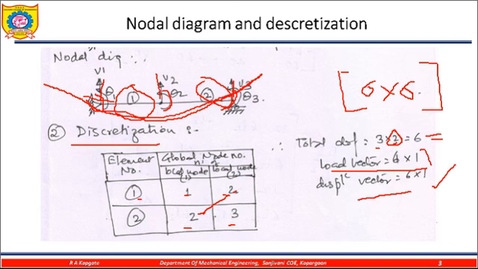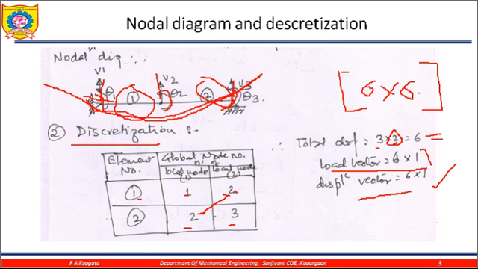Now by adding K1 and K2 by the direct stiffness method, I put these values here, here is the addition, here is the addition, here is the addition. This is the manipulation of the direct stiffness method to find the global stiffness matrix. So here we are very easily calculating the global stiffness matrix.